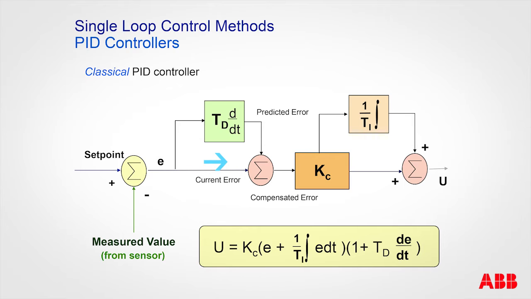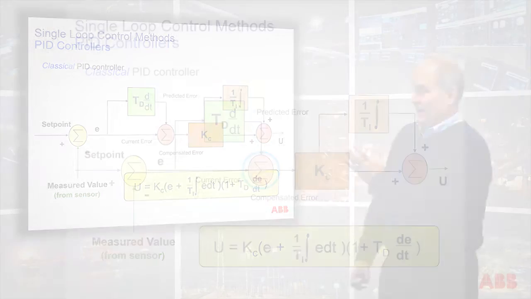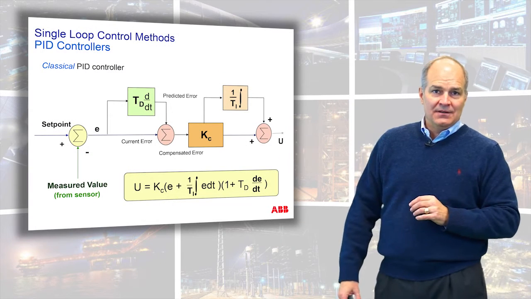So this is the current error, all right? Now the derivative, remember what I said about derivative is trying to predict where the error is going to go. So this branch, the error and the derivative, it's saying, well, here's where you're going to go, the predicted error. So then it adds where it thinks you're going to go with where you're at and says this is your compensated error.